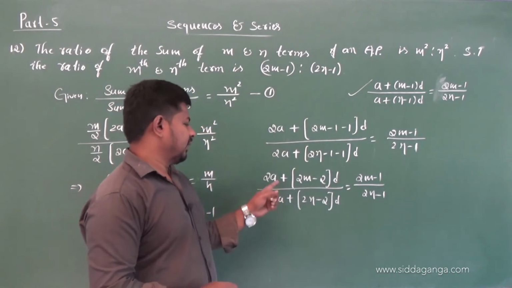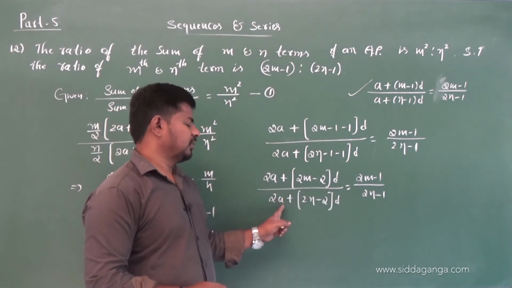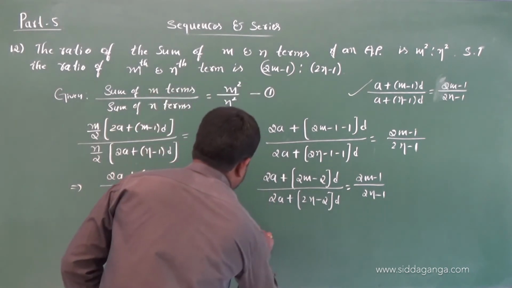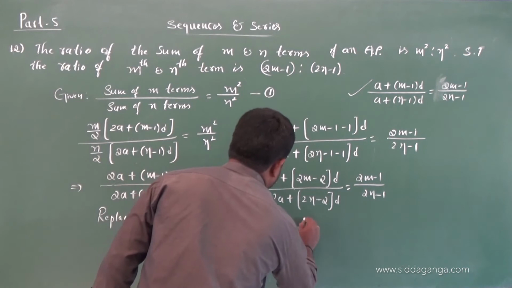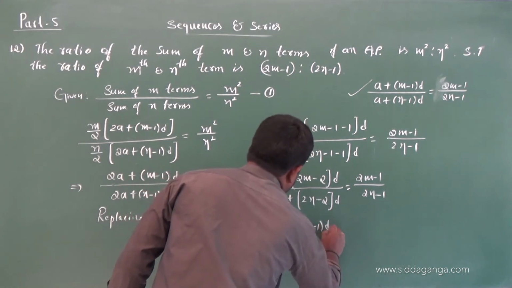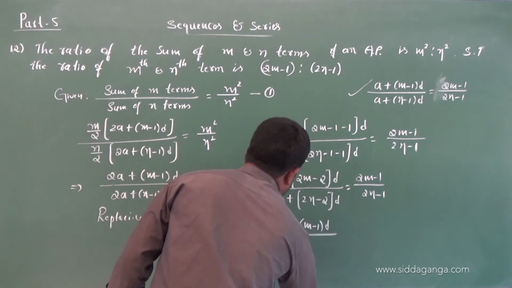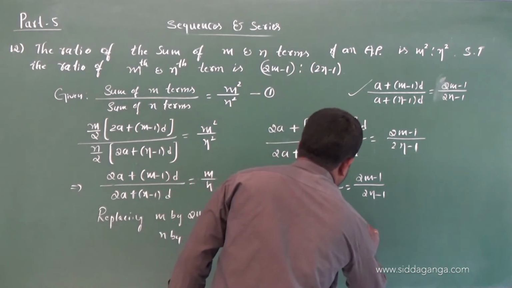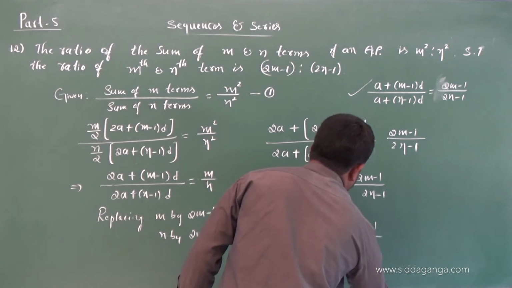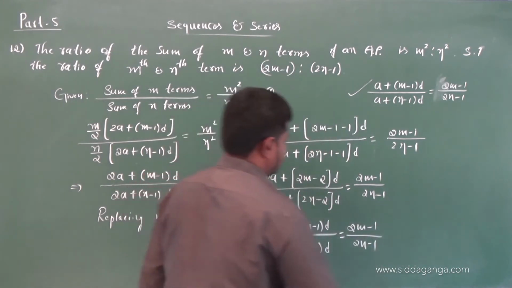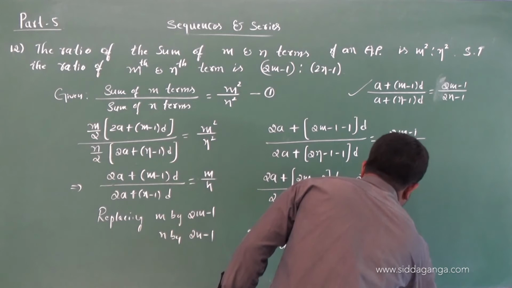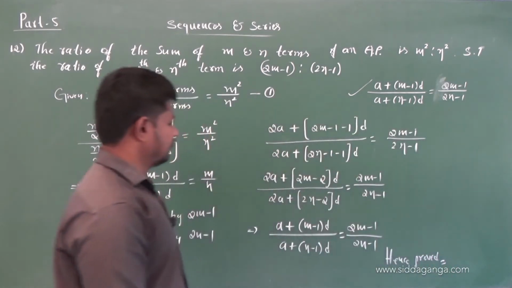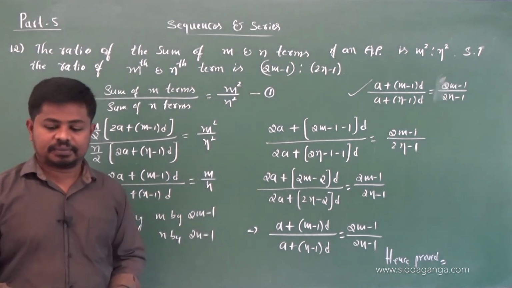So let us take 2 outside from the numerator and the denominator, and the 2s get cancelled. What remains? This gives a plus m minus 1 into d divided by a plus n minus 1 into d, which equals 2m minus 1 by 2n minus 1. Hence proved. That's it.